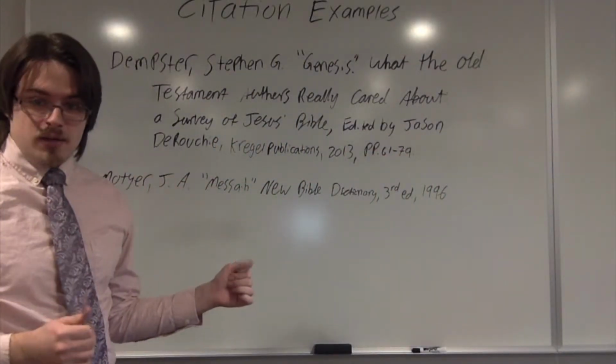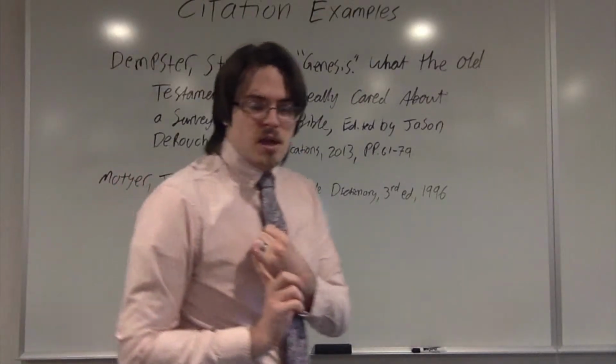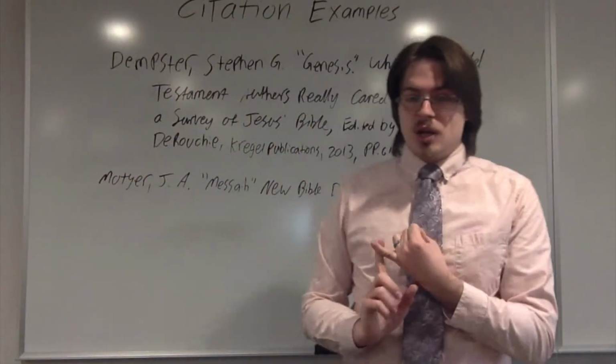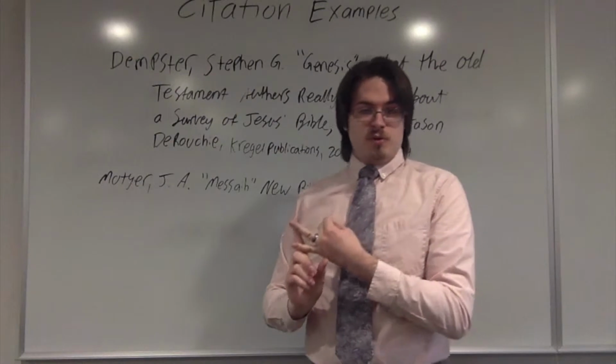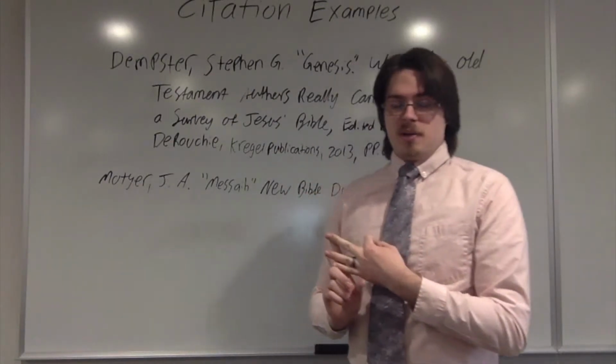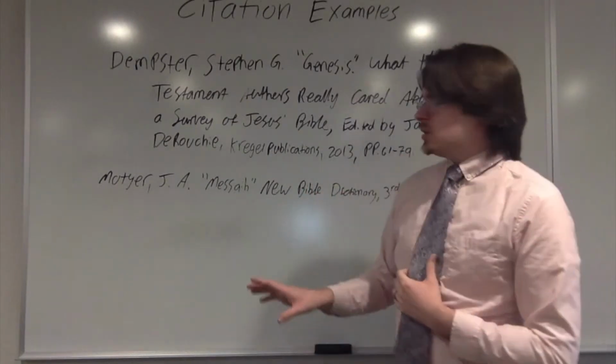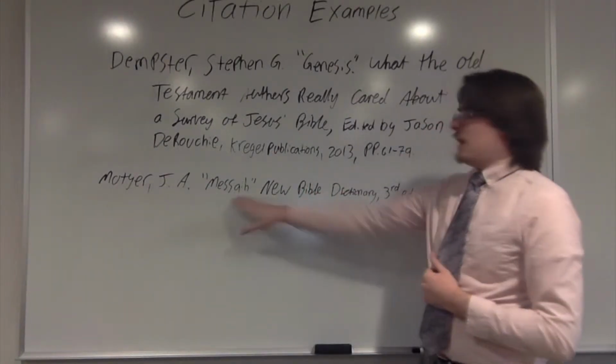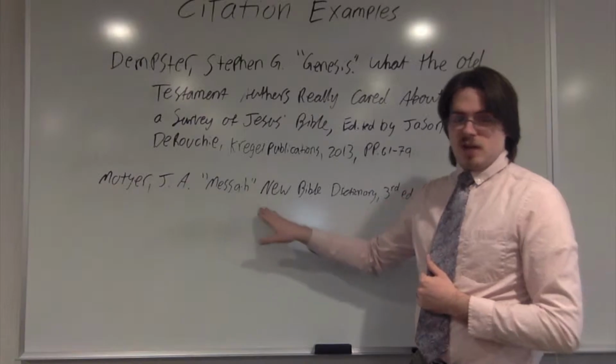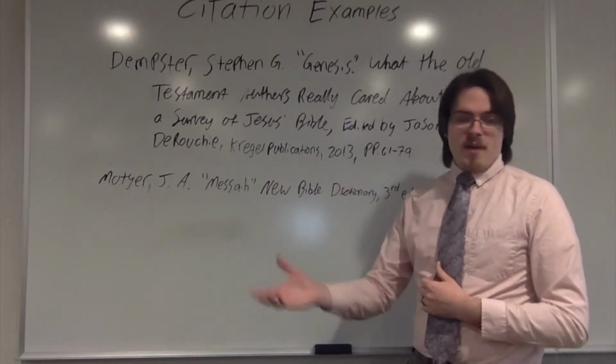Note what is missing here. We aren't given the editors of the New Bible Dictionary. We're not even given the page numbers of where the article is found. We're not given the publication information. The assumption is that you're able to find Messiah because dictionaries and encyclopedias are alphabetical.